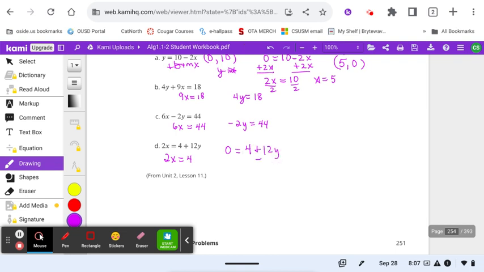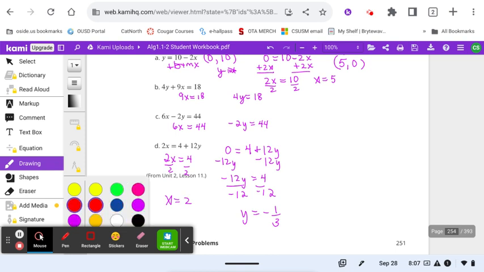This one I'm going to need to subtract the 12 y's from both sides and divide by negative 12. And you're going to want to do a reduced fraction. And then our x-intercept is 2. So how do I write these answers? I have to write the x-intercept as (2, 0), and the y-intercept is (0, -3).